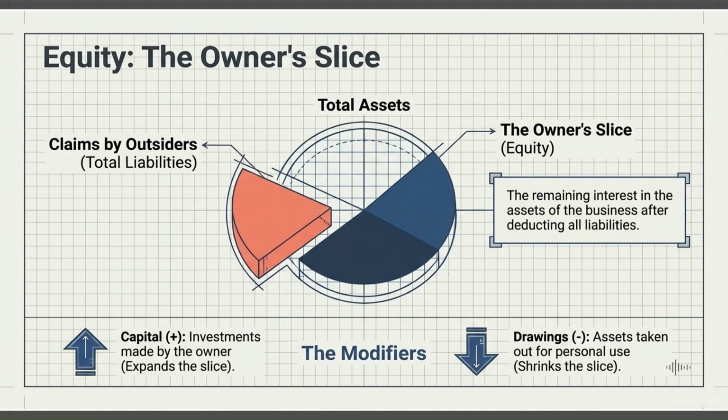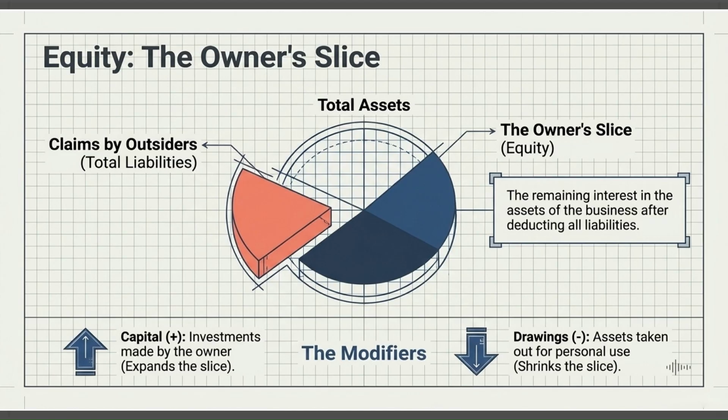Once you accept the separation, the two modifiers on the slide follow naturally. Capital with a plus sign is the investment the owner makes. The initial injection and any further contributions. The business receives an asset and its obligation to the owner grows. So the slice expands.